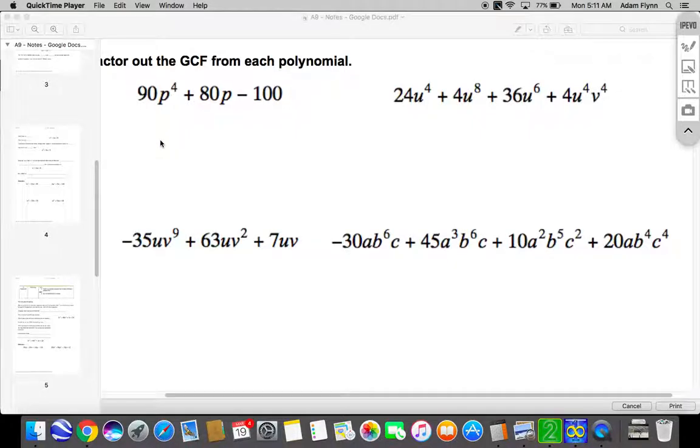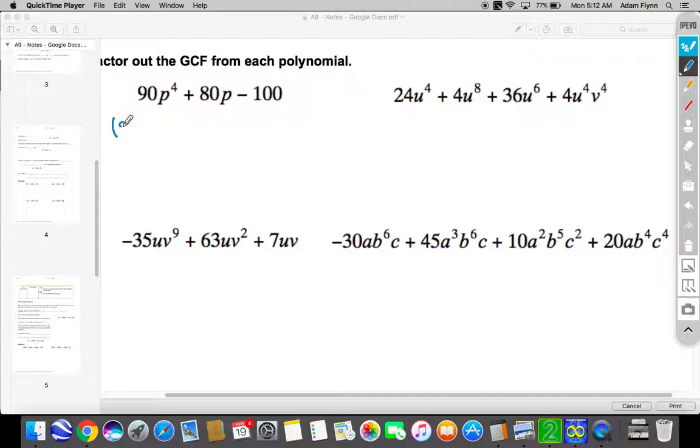This is the example video for factoring out the GCF. Okay, so very similar to level 1 of the standard, we're going to break down each individual term. So taking a look at 90p to the fourth plus 80p minus 100, I know that all three terms are divisible by 10.